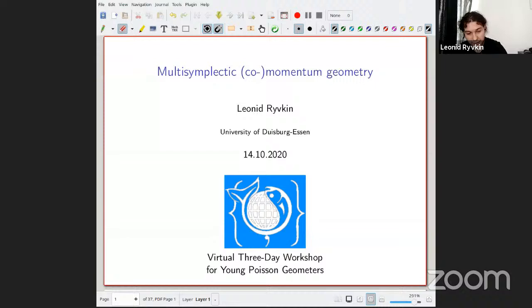I'll try to tell you a little bit today about multisymplectic co-momentum geometry. Given that multisymplectic is not completely common knowledge, I'll start by explaining multisymplectic. Then I'll give a brief reminder of co-momentum in the symplectic case, and then finally I'll combine those terms.